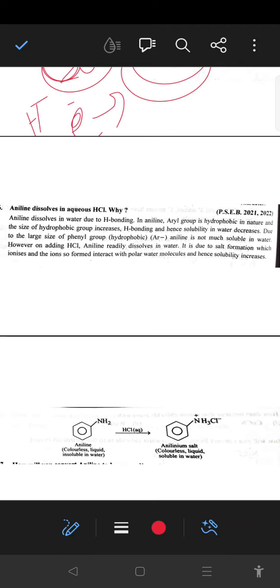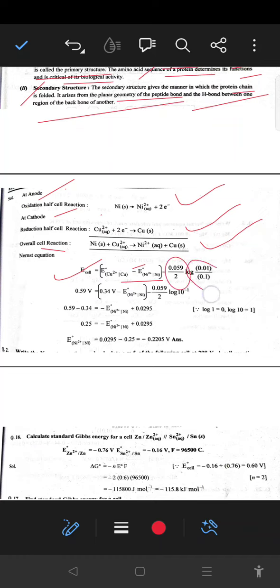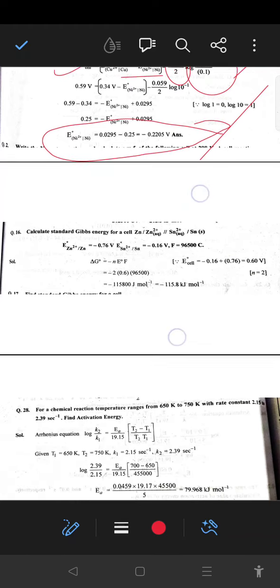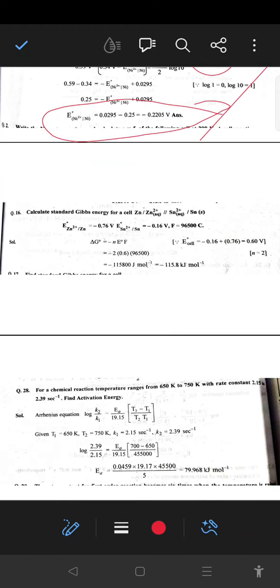So next is our question, a numerical based upon the EMF of a cell. First write at anode, the oxidation cell reaction, at cathode the reduction cell reaction, then the overall cell reaction, and the Nernst equation: E cell is equal to E naught cell, E cathode minus anode, minus 0.059 over n log concentration of product over reactant. So we will put in all the values, and when we solve we will get the answer, this is -0.2205 volt.